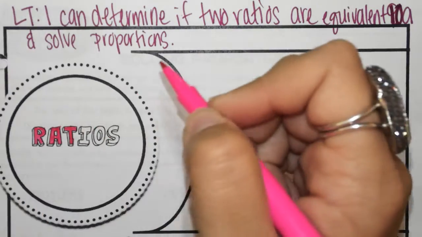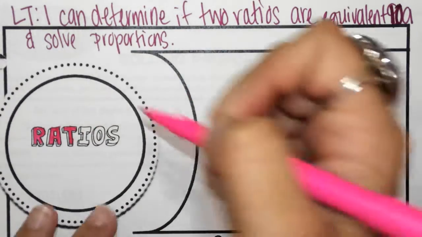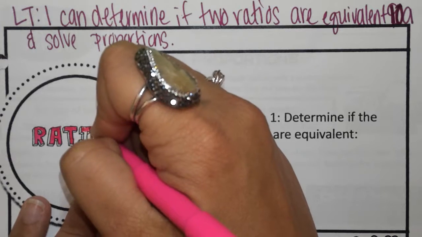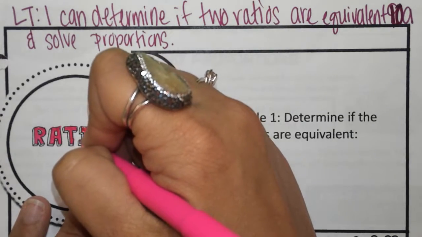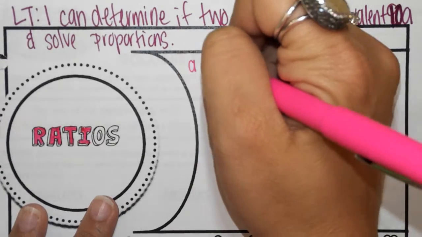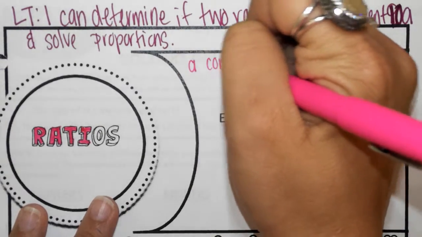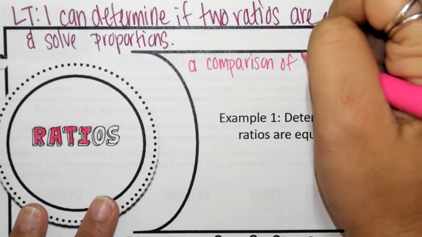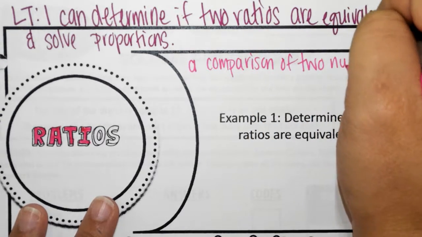Comparing two numbers. Take a point. A ratio is comparing two numbers. So it is a comparison of two numbers. Let's write that at the top. A comparison of two numbers.